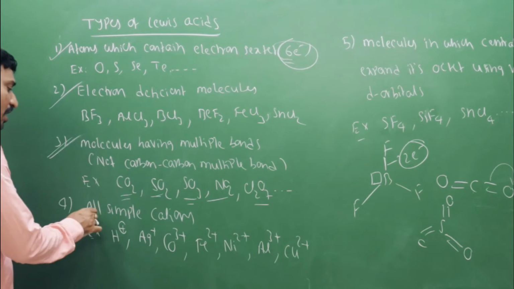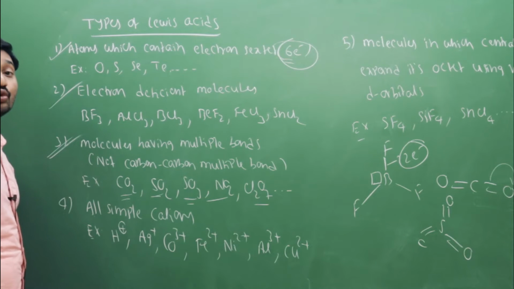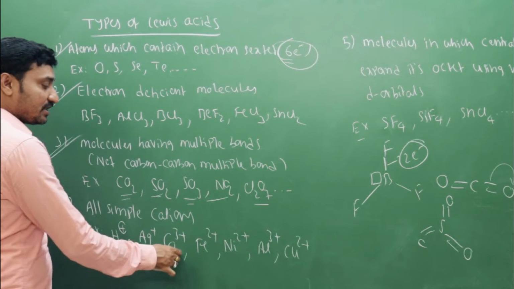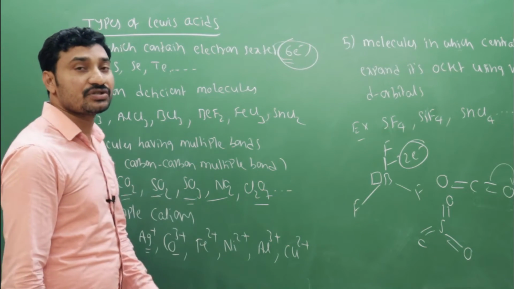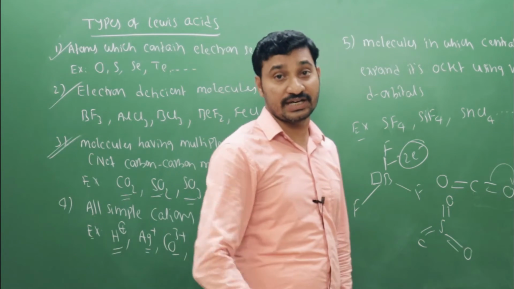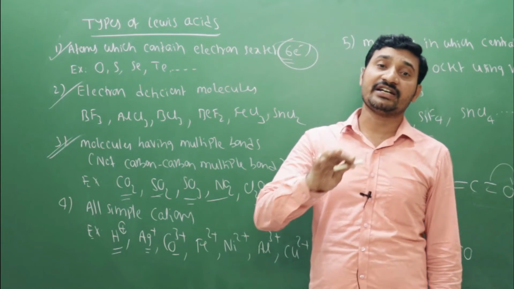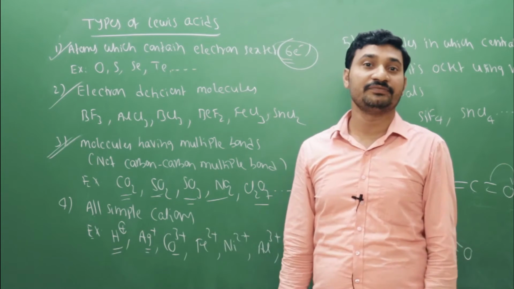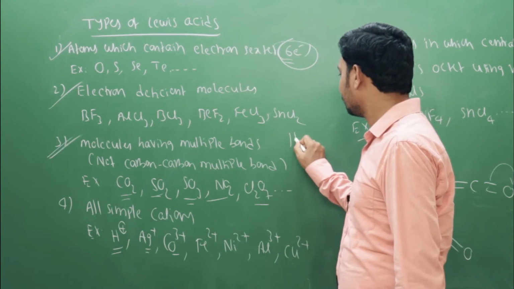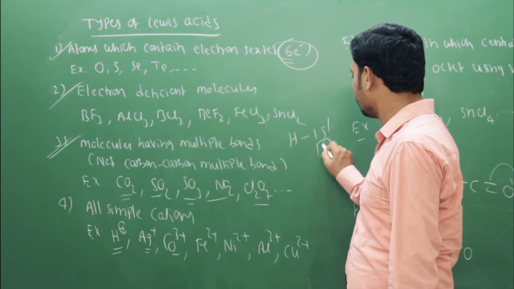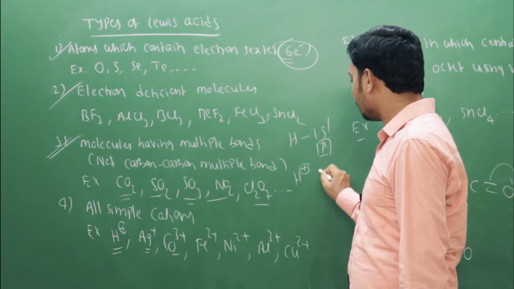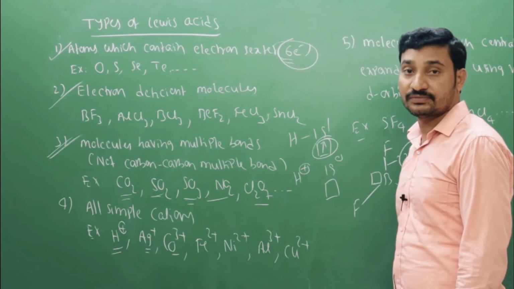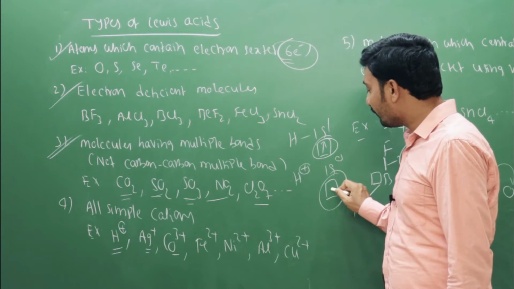Okay, next one, all simple cations are Lewis acids. Simple cations: H plus, Ag plus, Co3 plus. When is positive charge formed? By loss of electrons, right? If an atom loses electrons, then a vacant orbital is formed, right? Okay, for example hydrogen, electronic configuration 1s1. If it loses 1 electron, then 1s0, right? Vacant orbital.